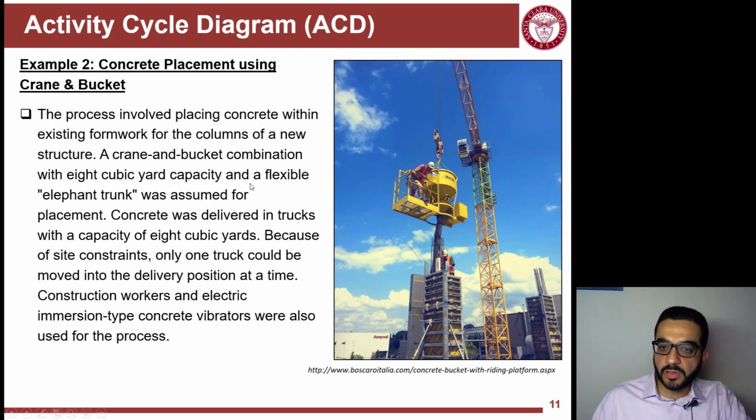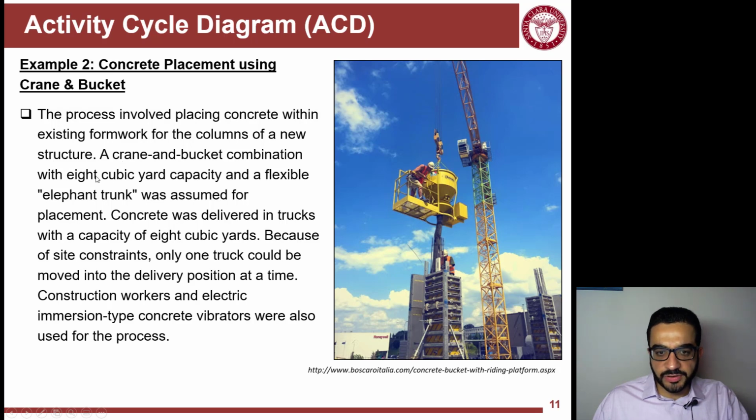The crane swings and goes to the truck, which is the ready-mix concrete truck. It gets loaded, and then it swings to the building, where this is what we call the elephant trunk. The concrete is here, and then it flows to the form of the column. We're analyzing the placement of the concrete into the columns.